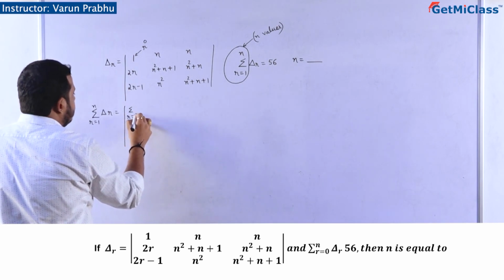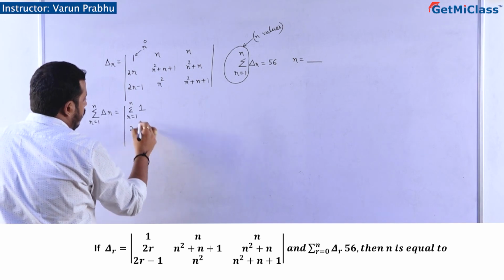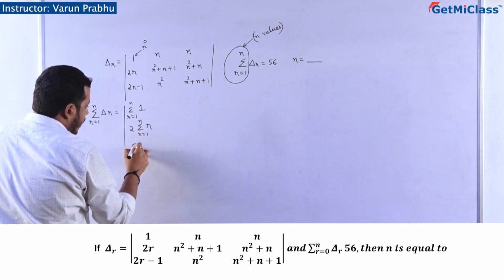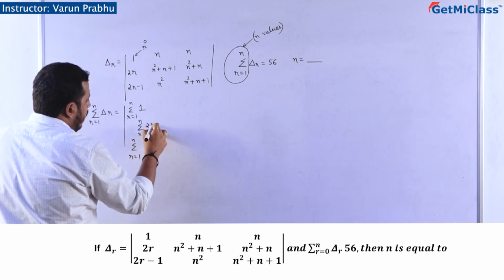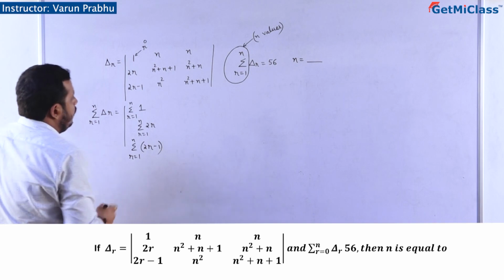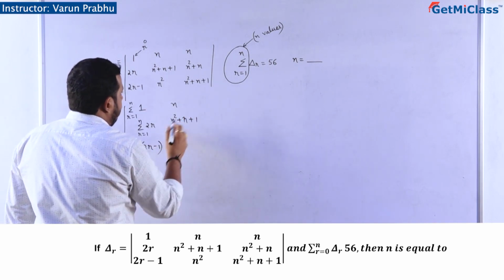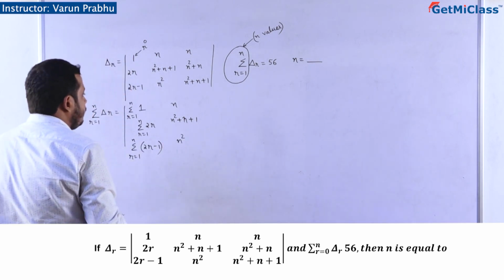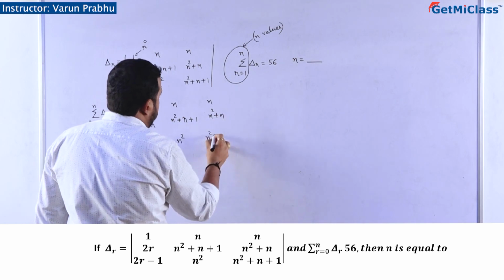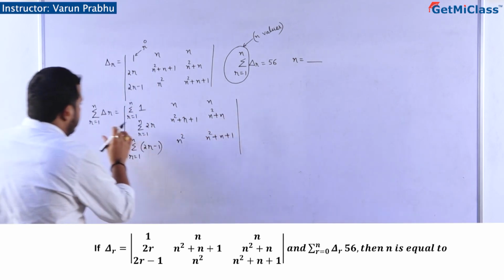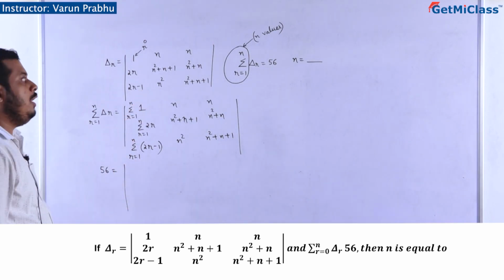So sigma r is equal to 1 to n of 1, then 2 into sigma r is equal to 1 to n of r, and sigma r is equal to 1 to n of 2r. I'll write here like this only, 2r. Is it okay? 2r minus 1, and n square plus n plus 1, and then n square, n square plus n and n square plus n plus 1, and this value after summation is given in the problem as 56. Now question is asking you what is the value of n.